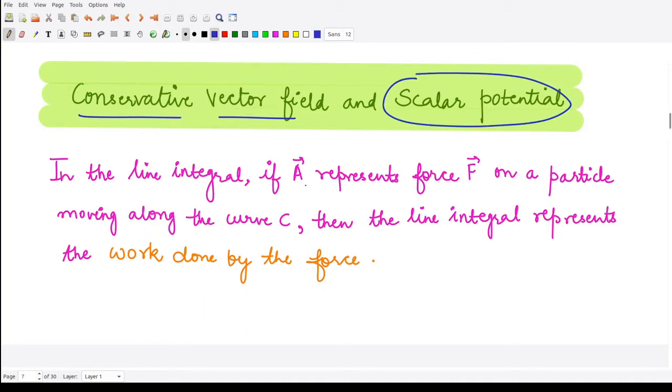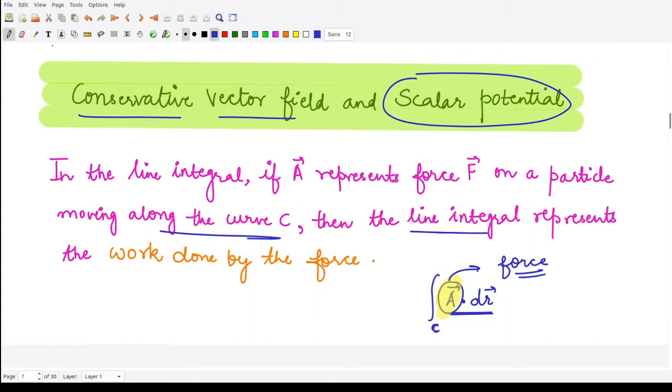We saw that whenever you have some vector A and you want to calculate its line integral over some curve C dot with dr, that gives you the tangential component of vector A. Suppose this vector A represents a force. Then when we move along the curve C, this line integral represents the work done by the given force.